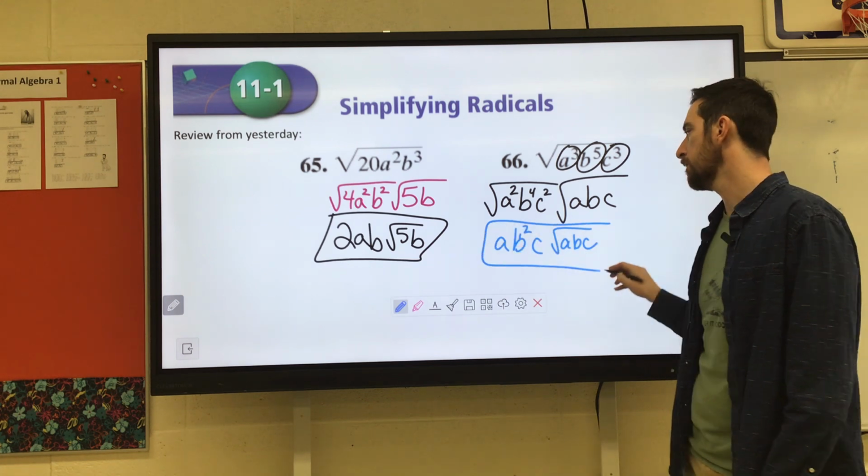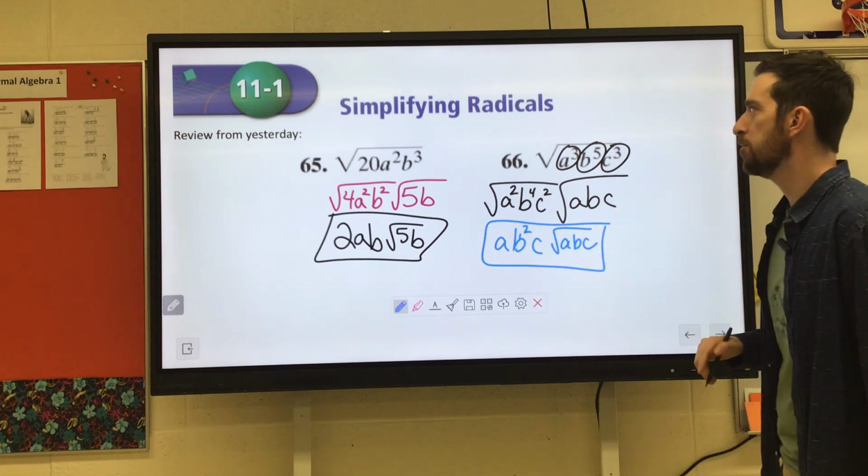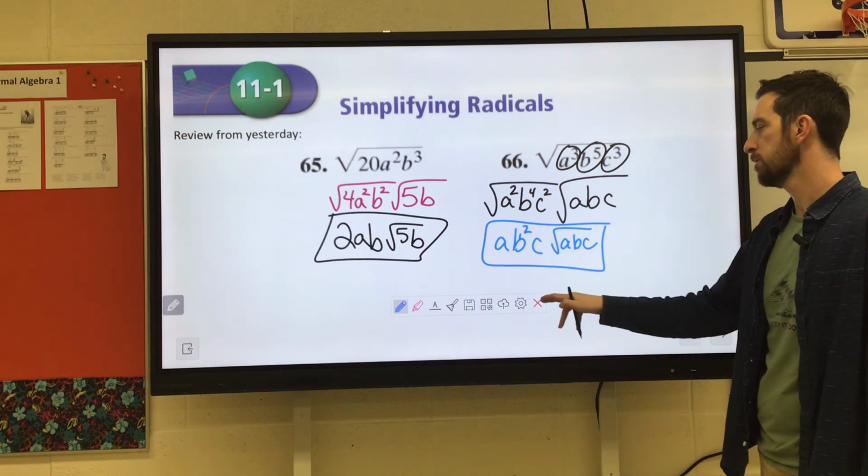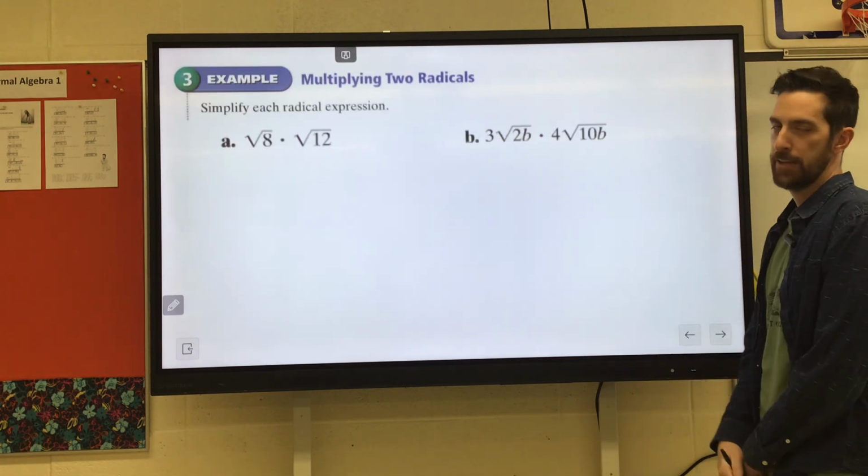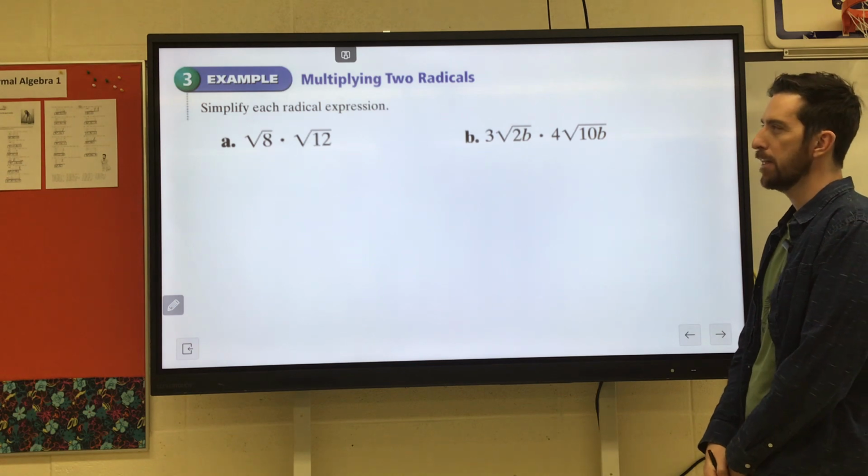1, 2, 3. You and me are simplifying radicals. You guys know that song? All right, here we go.